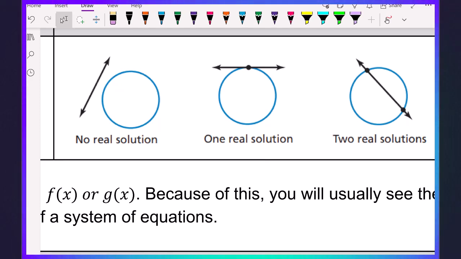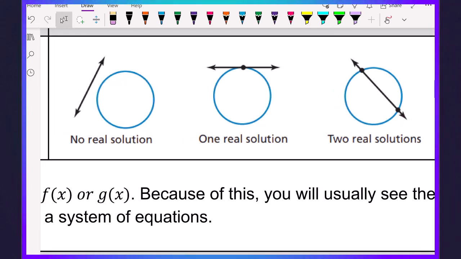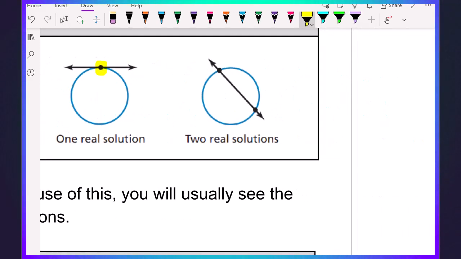So in the second category over here, we have a linear black line and we have a blue circle. So this is a nonlinear system. No intersection points means no real solution. One intersection point is one solution. And two intersection points would be two different solutions.